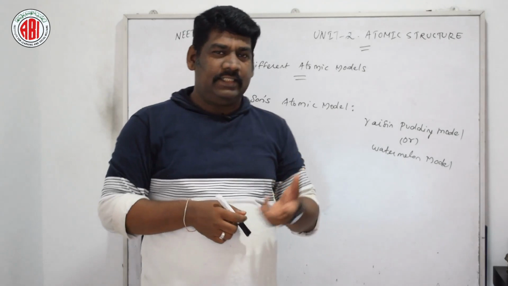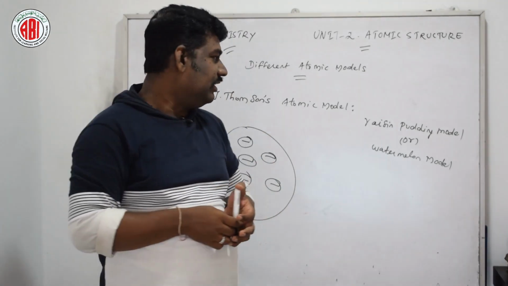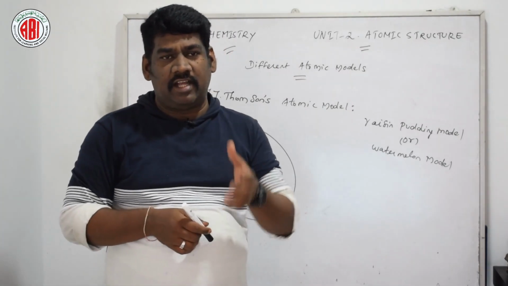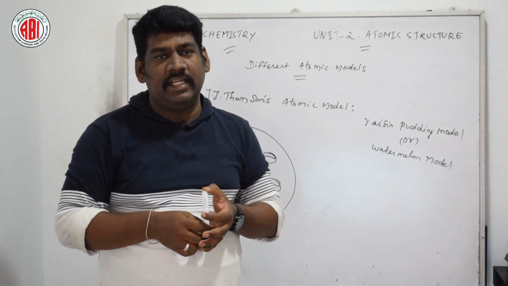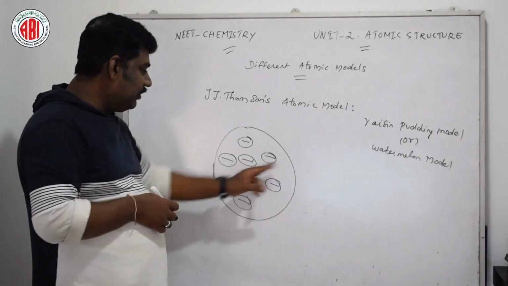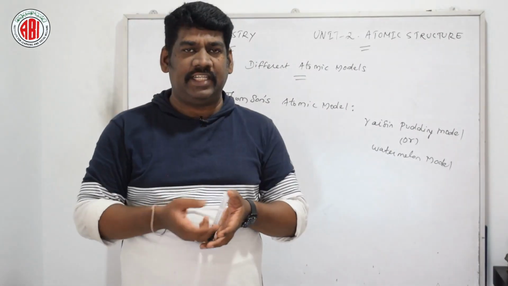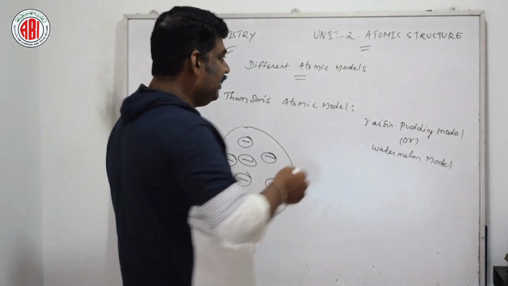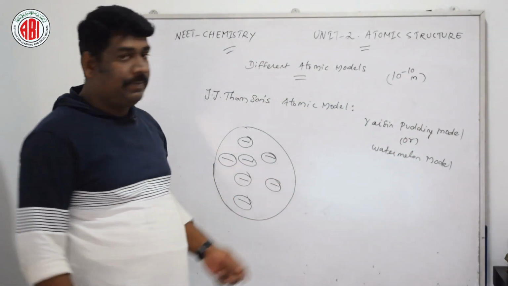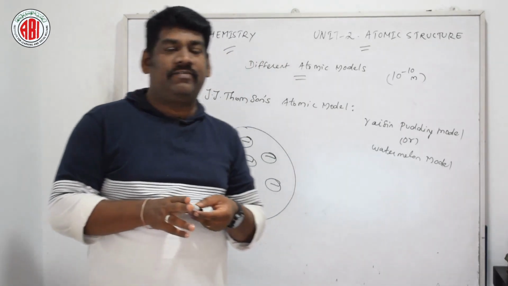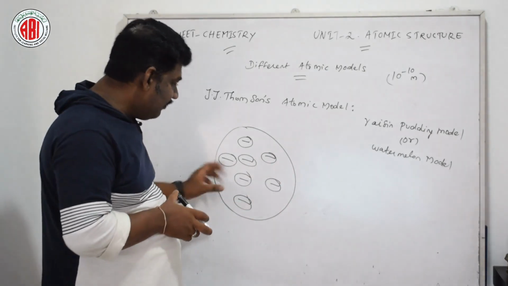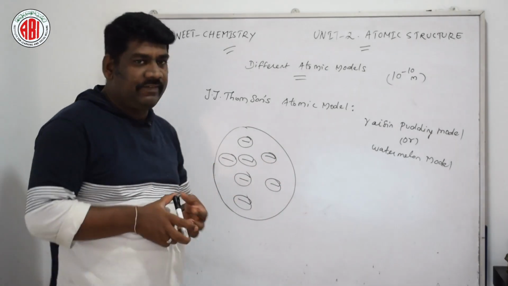Now what are the other characteristic features of J.J. Thomson's model? The radius of the sphere is of the order of 10 to the power of minus 10 meter, which is equal to the size of an atom. That is equal to what? The entire size of an atom.